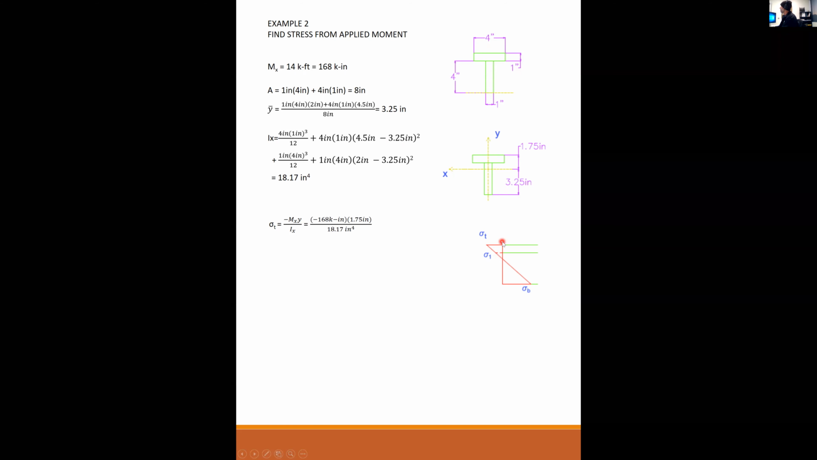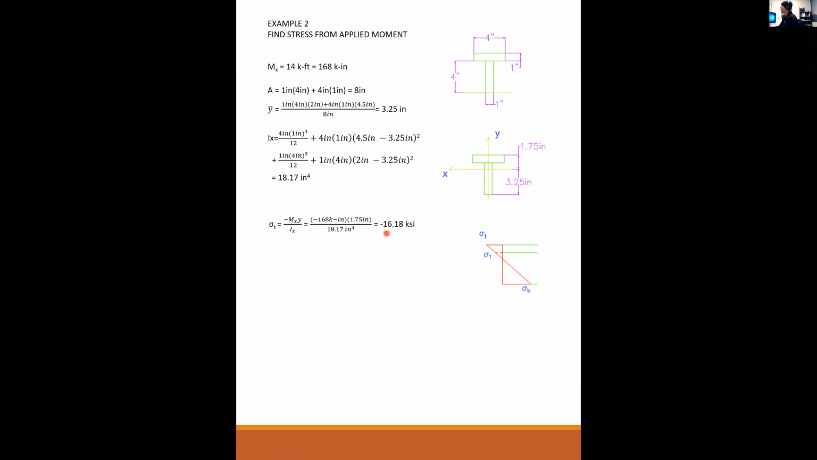So for finding the stress at the top, sigma t, I have minus 168 kip-inches times y. Now watch this here. The distance from the centroid to the top of the beam is going in the direction of y. It's positive, and it's 1.75. So y is a positive 1.75, moment of inertia 18.17. Calc this out, you get minus 16.18 KSI.